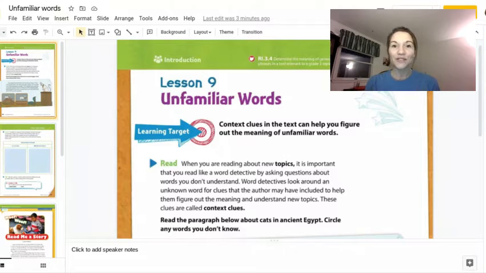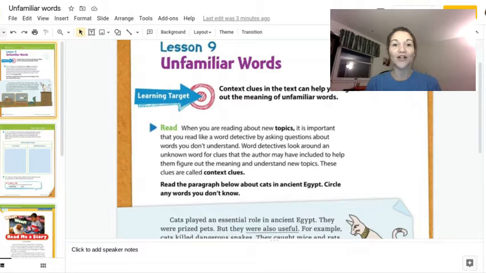And when we're approaching these words, we're going to be looking at context clues. And I want you to remember that context clues are the words around a word that the author gives us to clue us in to what a word means. So using context clues can help us figure out the meaning of unfamiliar words.